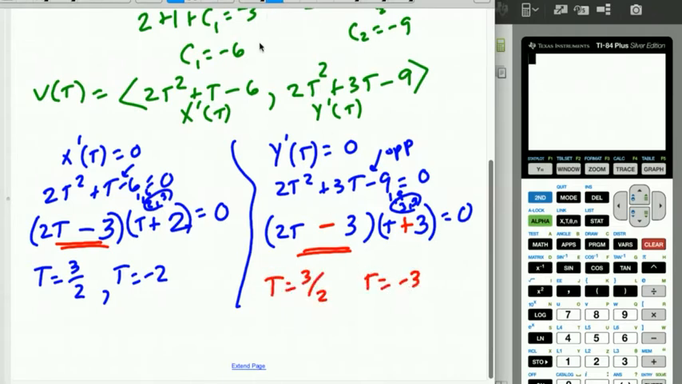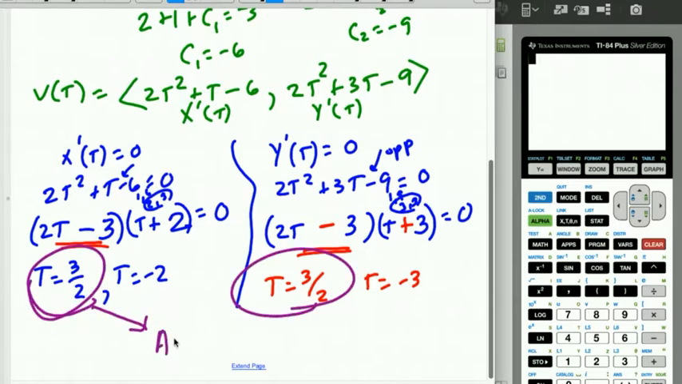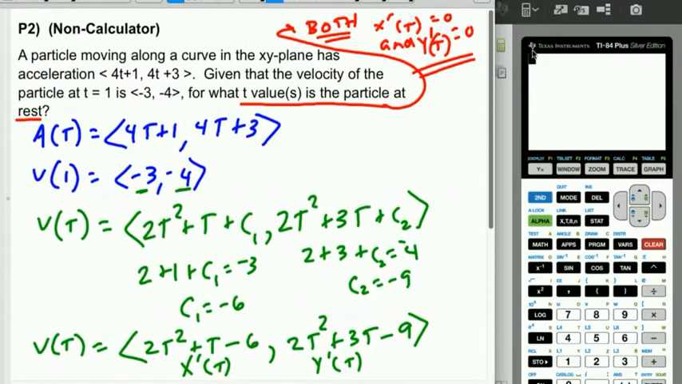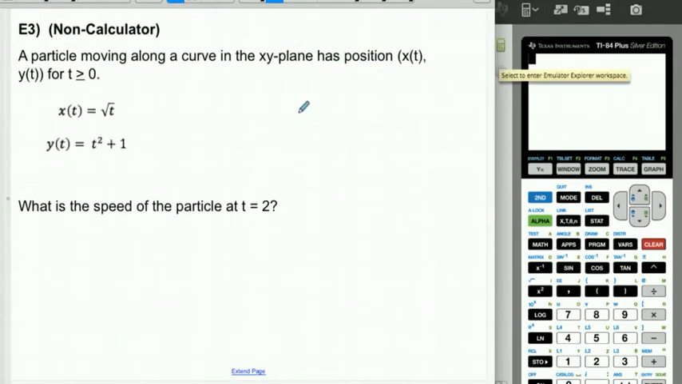Well, that means that the time when this thing is at rest is at the time when both of those are true. So we are at rest when t is 3/2. And if there are units, you should use units, but I don't think there were any units given in the problem. All right. So E3, non-calculator again.